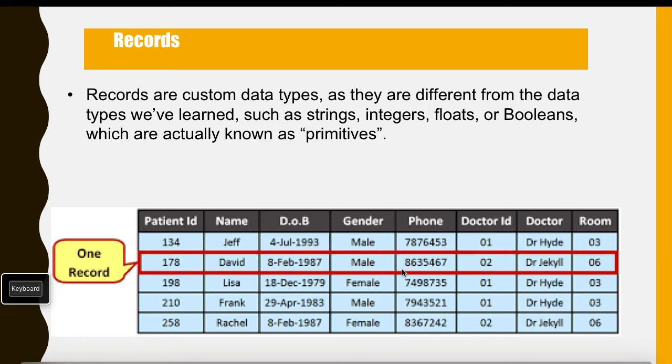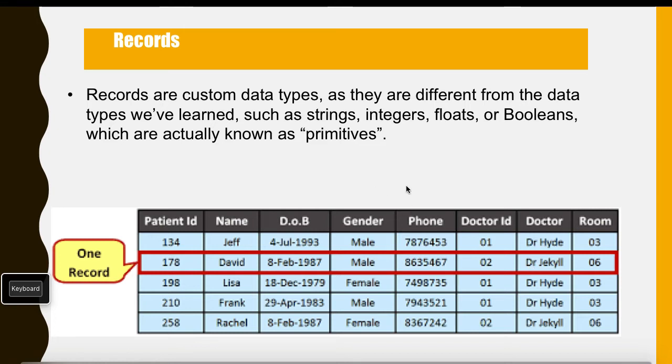The phone number, because it's got no leading zeros and no spaces, could be an integer, but again, normally a phone number will probably be put down as a string because it could have a space in it. Then the doctor's ID, again integer, then the doctor himself, again a string, and then the room here, again a string. So the key thing is you've got different data types being stored on the one identifier. Okay, so a record has multiple different data types.